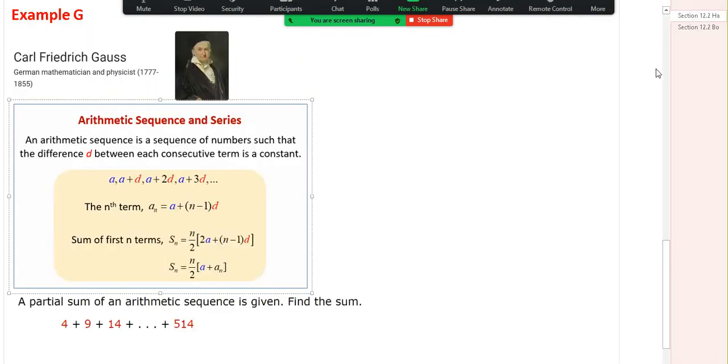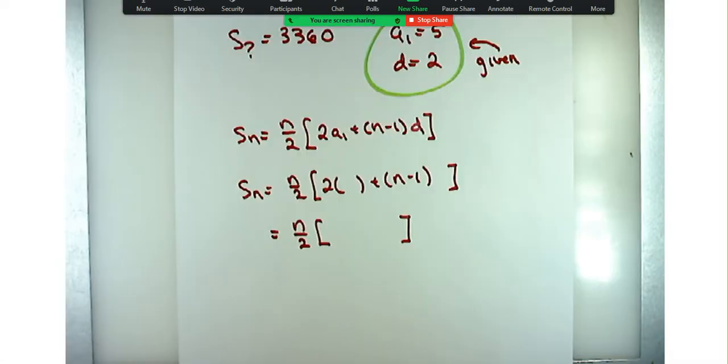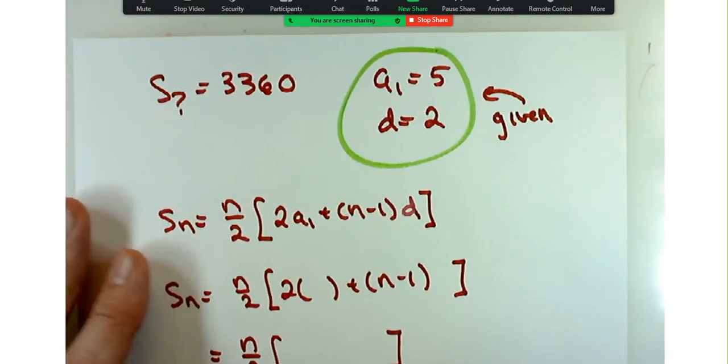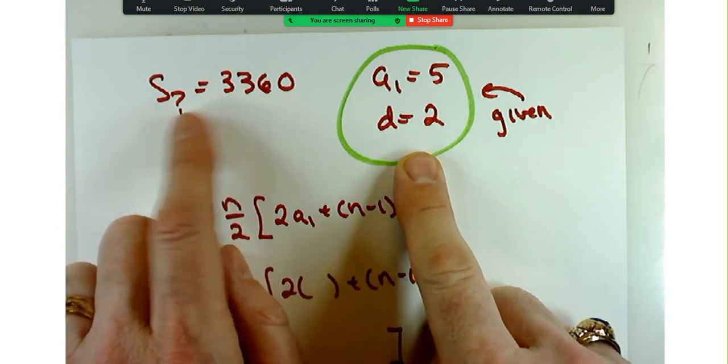And last but not least, let's do this one. It says find the number of terms of the arithmetic sequence that must be added to get a sum of 3,360. What they're telling you here is that the first term is 5 and the common difference is 2. This is all you're given: a sub 1 is 5 and d is 2. You want to figure out S sub n equals 3,360.